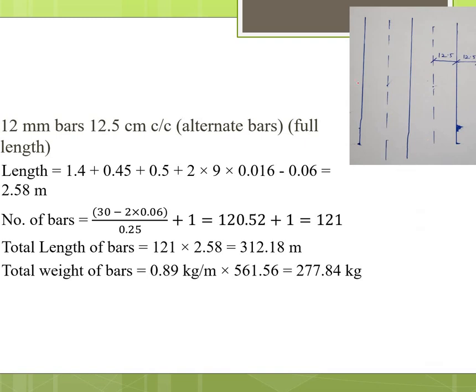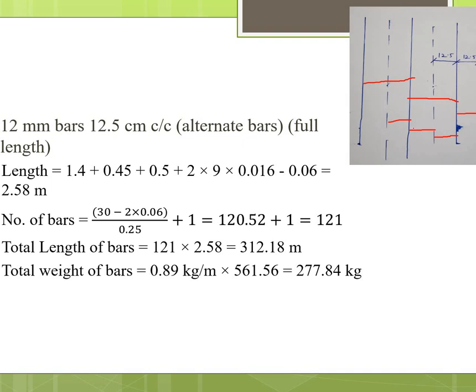So actually we have two sets of 12 mm bars. The first set of bars was placed 25, 25 and 25 apart, that we have already discussed. Now the second set of bars is placed 12.5 centimeter apart from the other reinforcement. We have calculated the weight of these reinforcement.